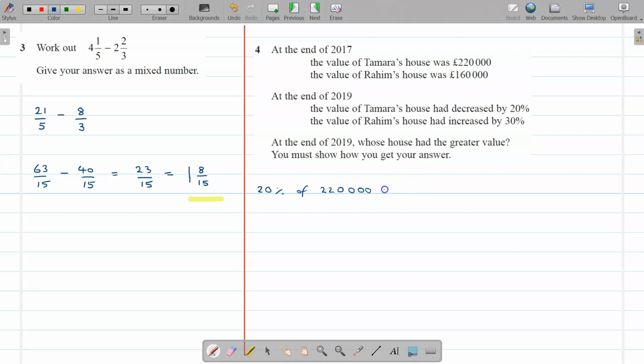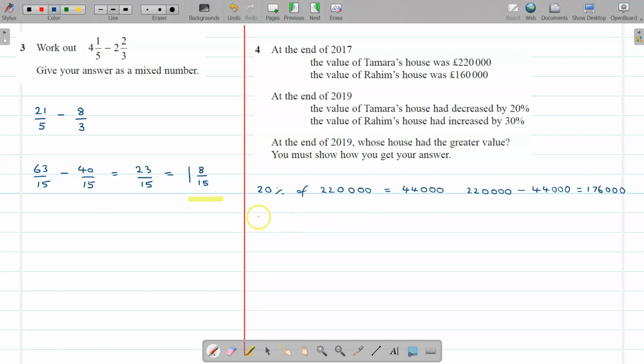220,000. 20%, that's going to be 44,000. Okay, and we need to subtract that because it's decreased, you see. So it's 220 minus 44,000, and that equals 176,000.